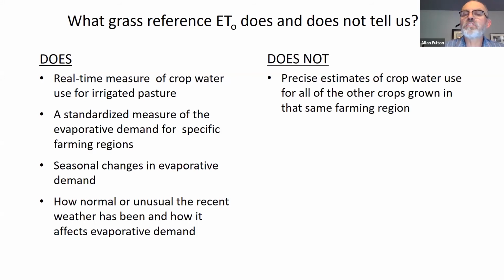It does not give us precise estimates of crop water use for all the other crops that we grow in our farming regions. Nor does it give us a sense of evapotranspiration rates in unique microclimates. In fact, these weather stations are placed with the idea of representing the largest area possible.